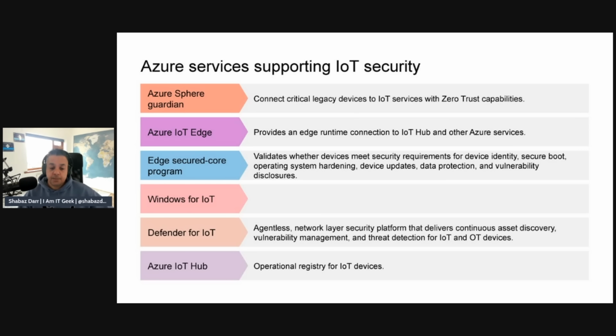Finally, we've got the Azure IoT Hub, which provides an operational registry for IoT devices. IoT Hub accepts device operational certificates to enable strong identity and can disable devices, essentially to prevent unauthorized connections. IoT Hub also provisions module identifiers that support IoT Edge workloads.